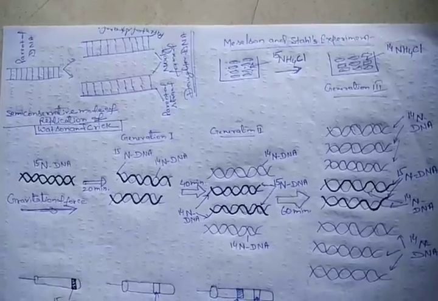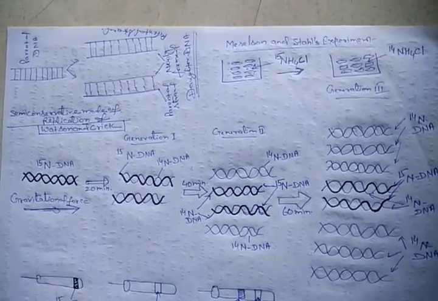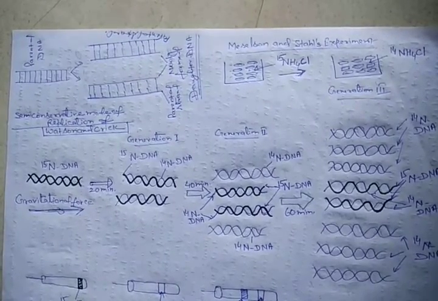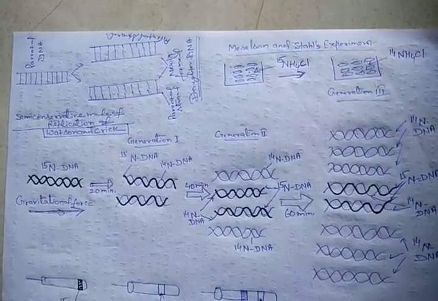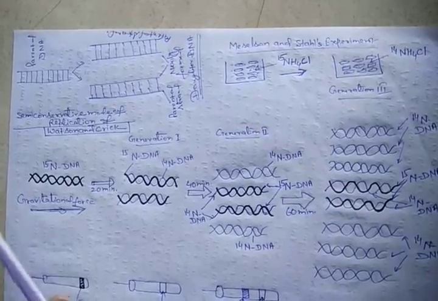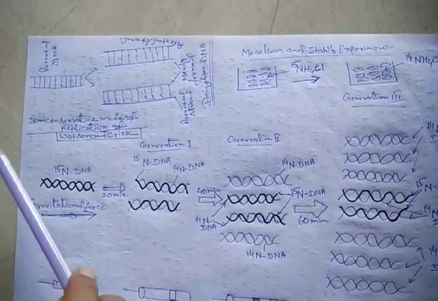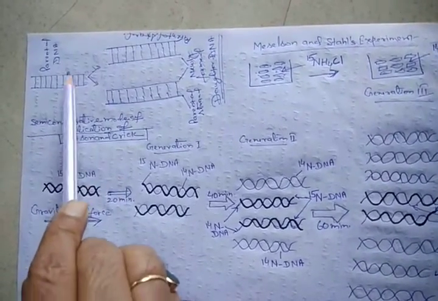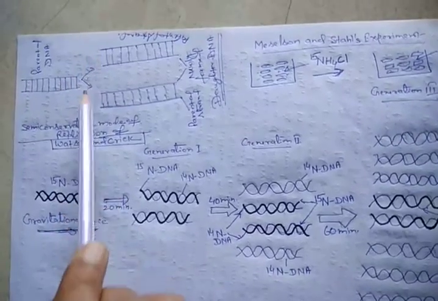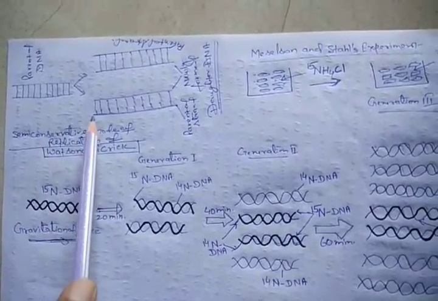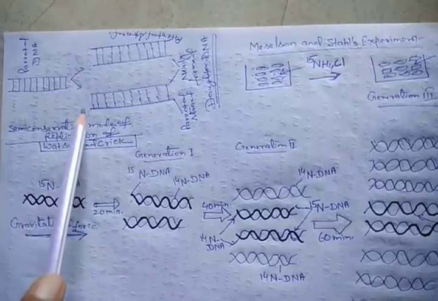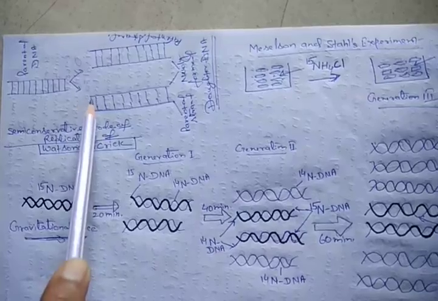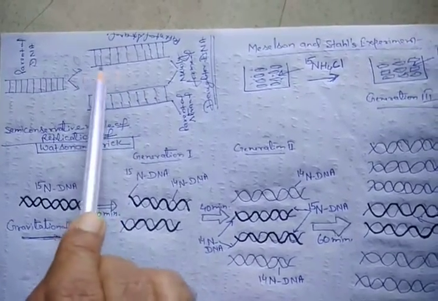Watson and Crick proposed a scheme for the semi-conservative mode of DNA replication. According to this mode, the two strands of DNA separate, and after separation each parental strand acts as a template to synthesize its complementary strand.